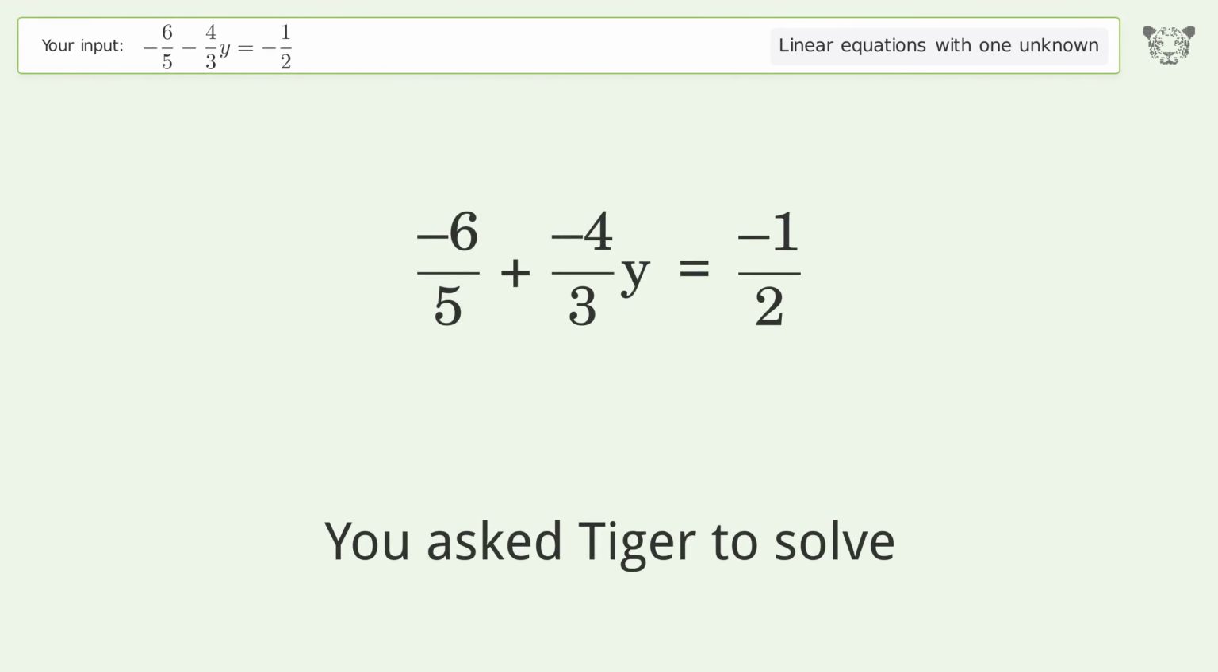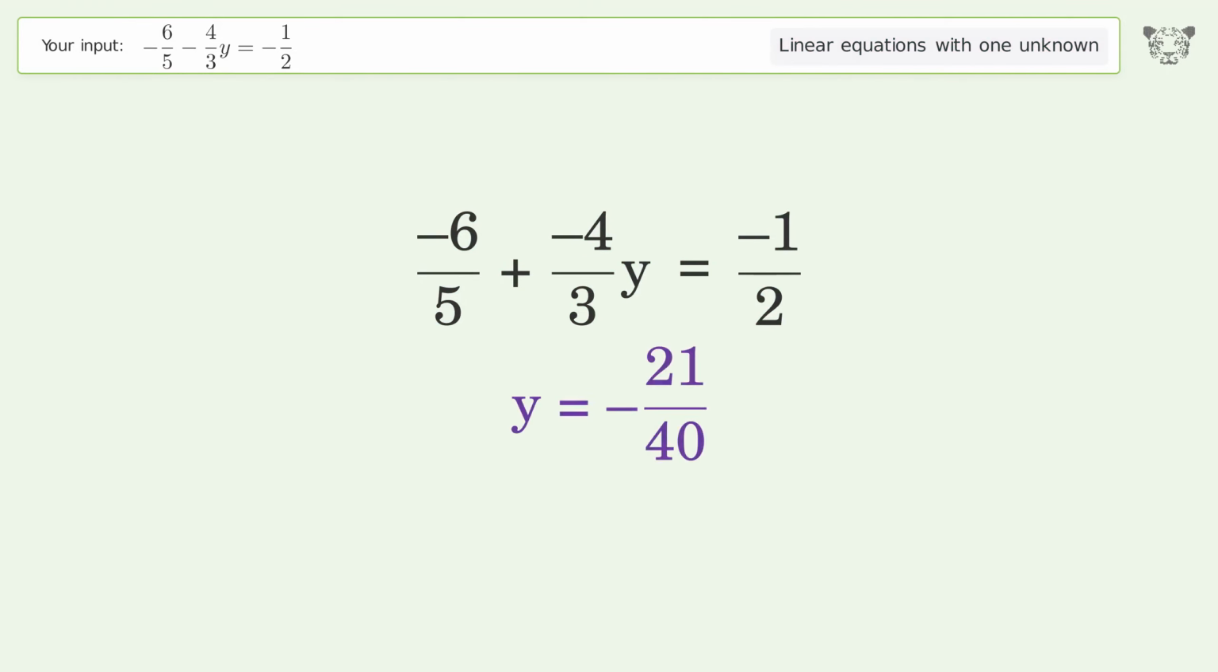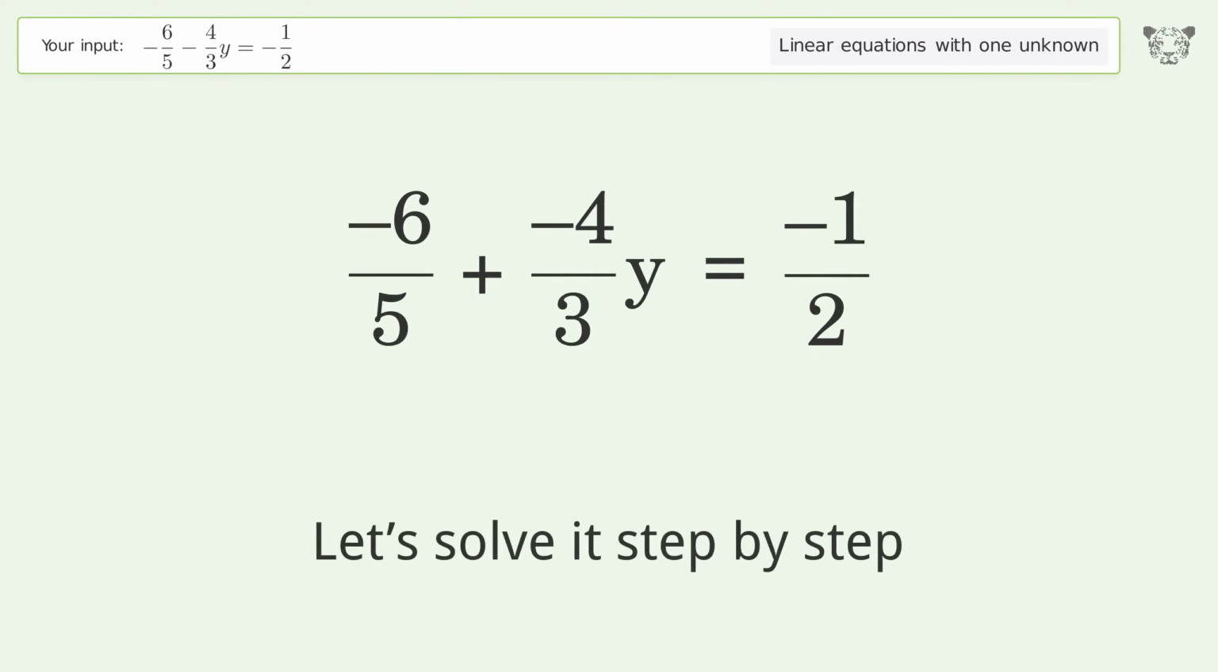You ask Tiger to solve. This deals with linear equations with one unknown. The final result is y equals -21/40. Let's solve it step by step.